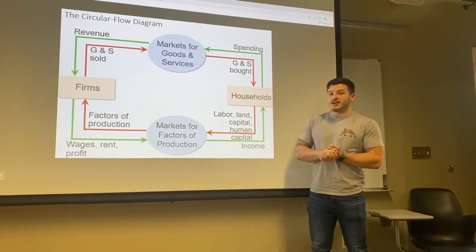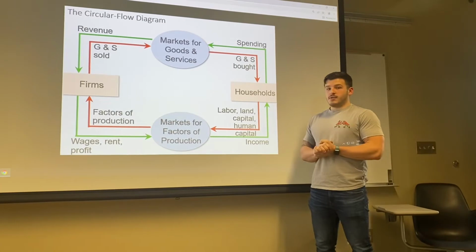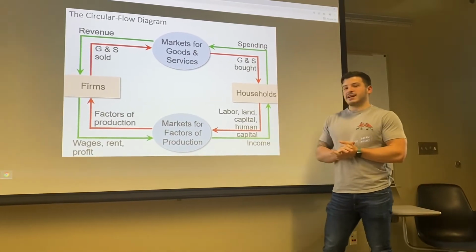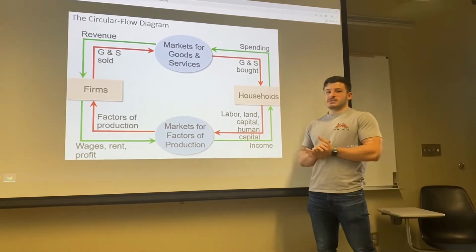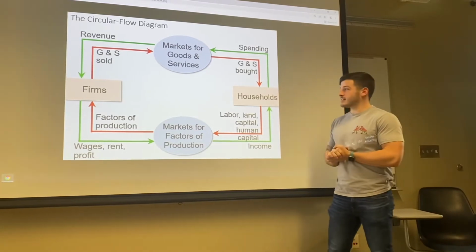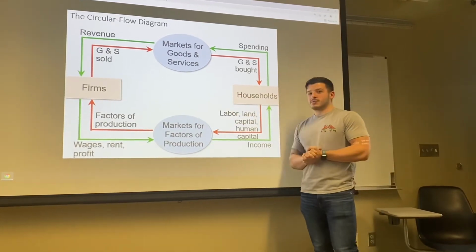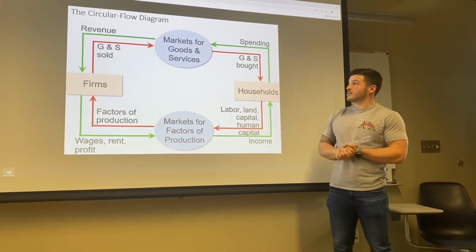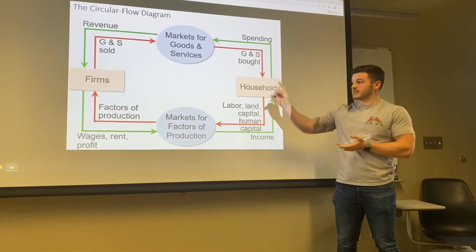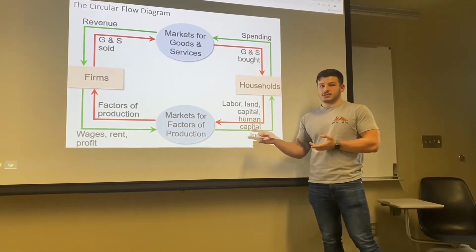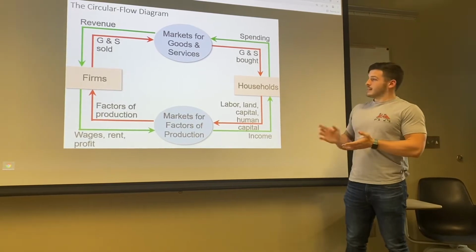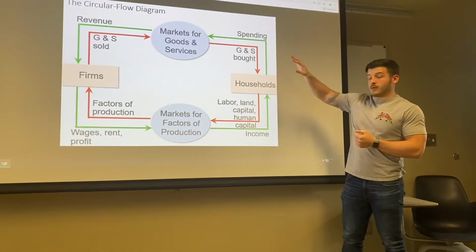All right, hi there. We're going to be looking at the circular flow diagram. It's a diagram that looks at economic activity and shows the flow of certain aspects throughout the economy and also highlights how households and firms interact with each other. Now in this diagram there are two markets, the markets for goods and services and the markets for factors of production. And then also in this diagram are pathways that are flowing in opposite directions.